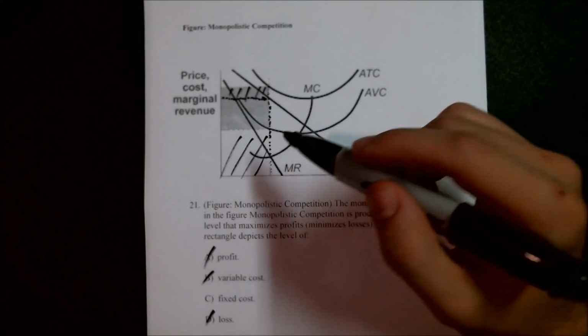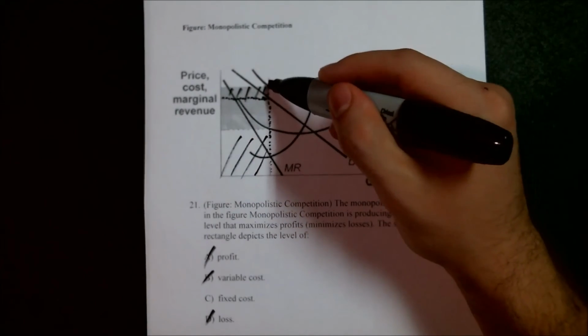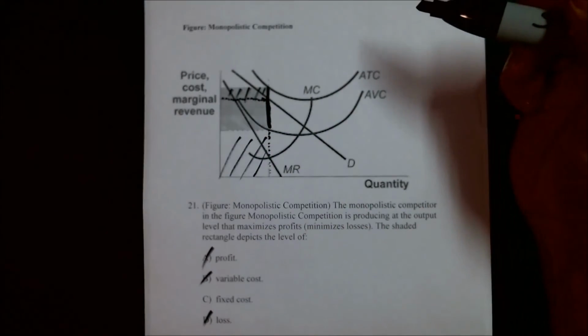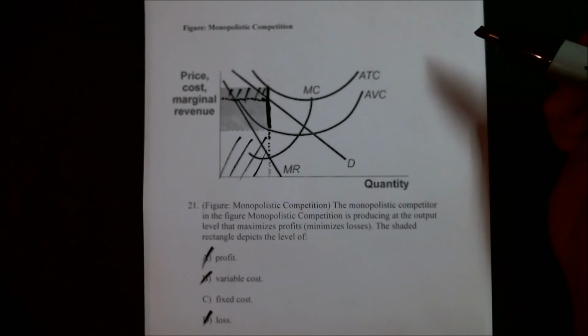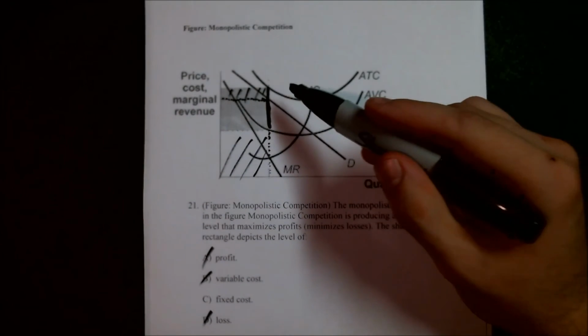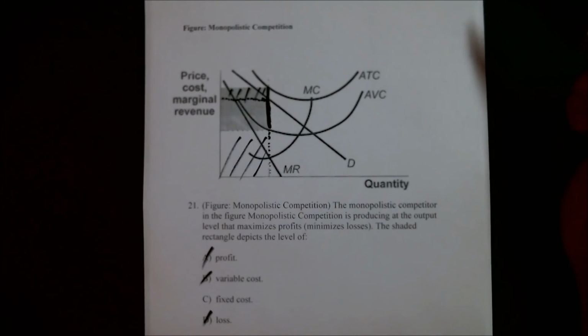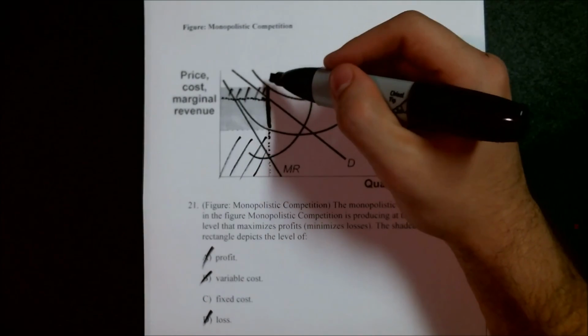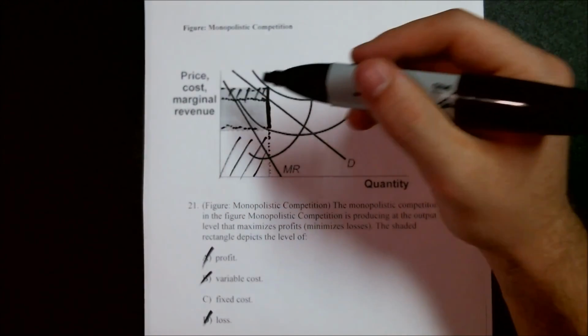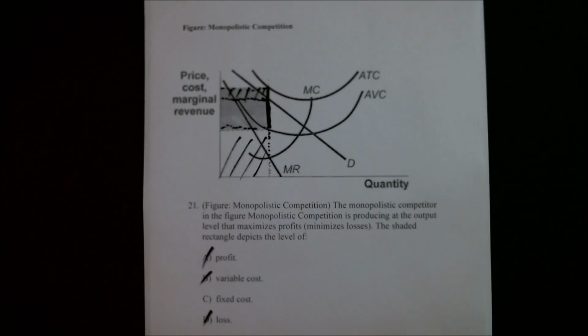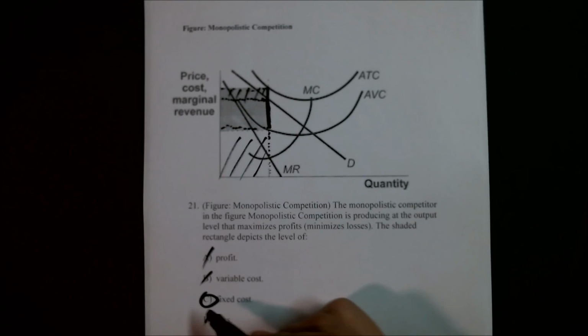So that is why this area between the average total cost and the average variable cost depicts the fixed cost, because that is the amount of money that you have to spend upfront on machinery and just capital in general in order to produce your goods. So that is why this region represents the fixed cost for this monopolistic firm. So we're going to circle C because that's the correct answer.